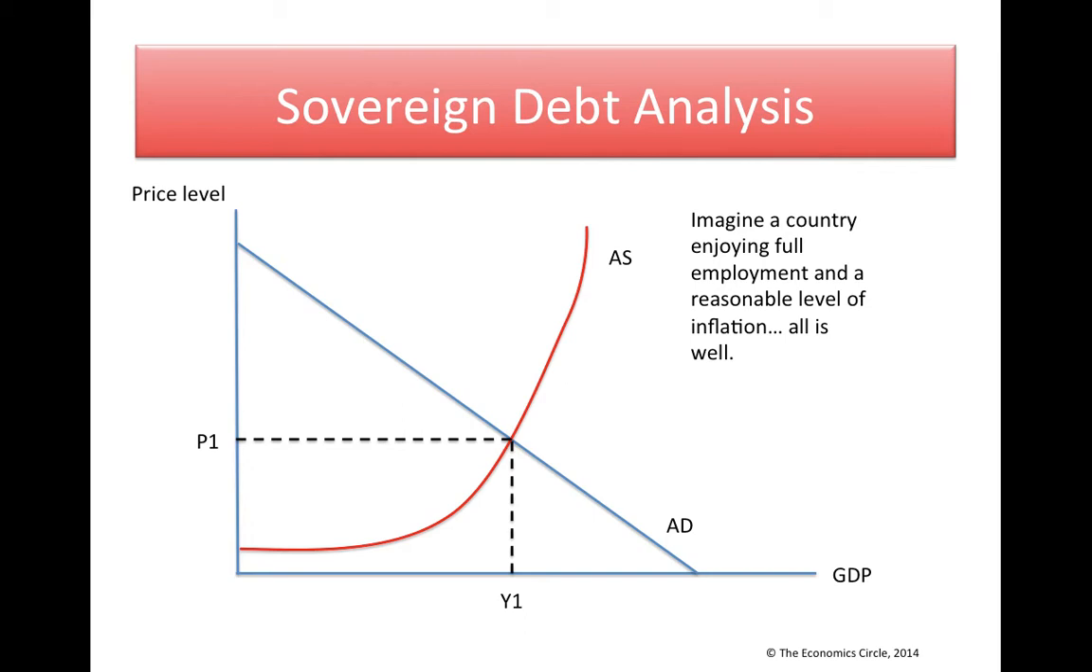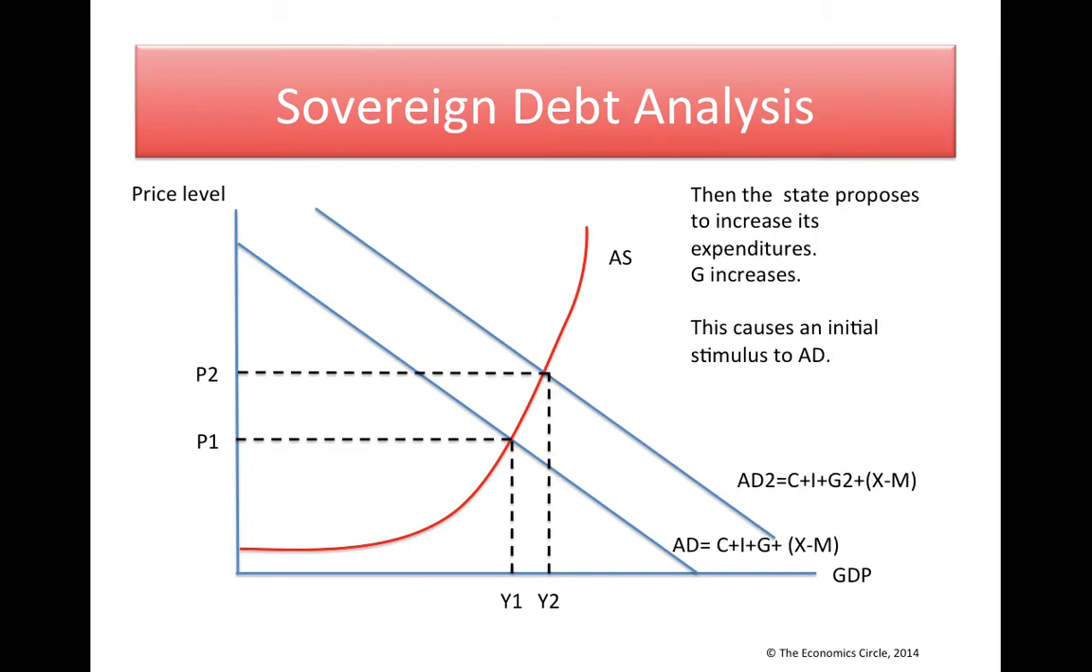Now imagine a country enjoying full employment and a reasonable level of inflation, all is well, and then the state proposes to increase government expenditure. Now, from basic economics, what we're taught is that when G increases, there will be a shift in AD to the right, causing a growth in the economy from Y1 to Y2, closing an unemployment gap or reducing unemployment, and perhaps causing some rise in prices to some extent or other. So there's an initial stimulus to AD.